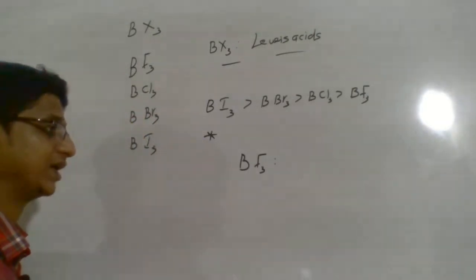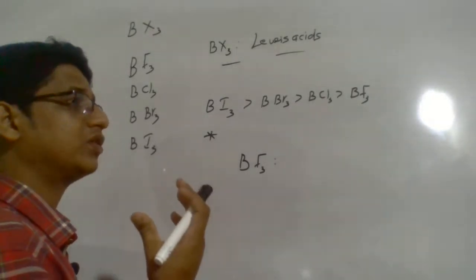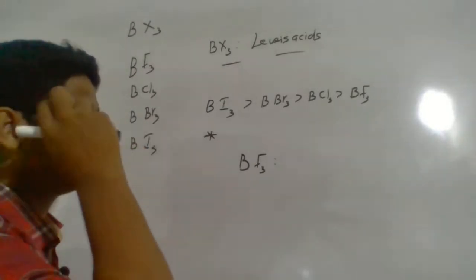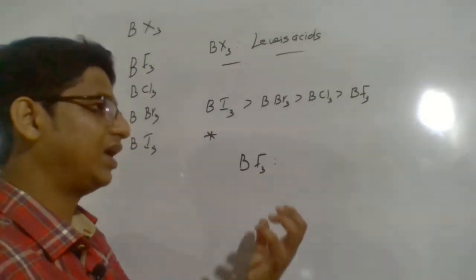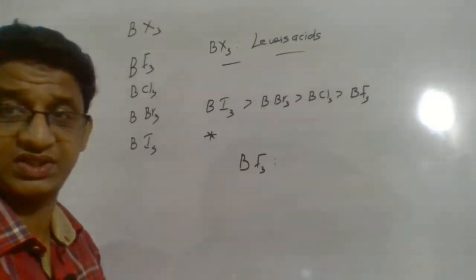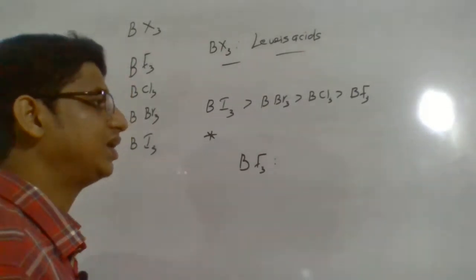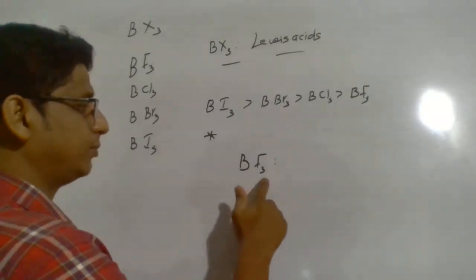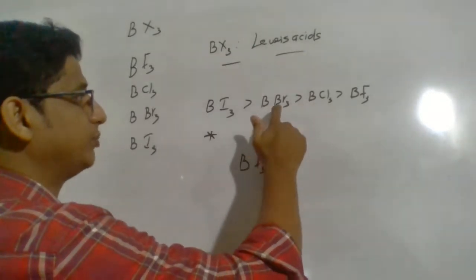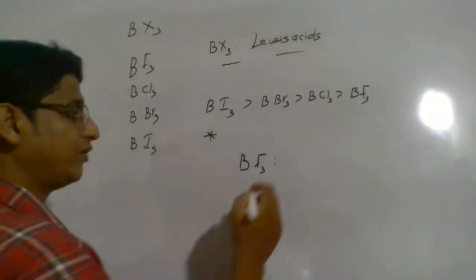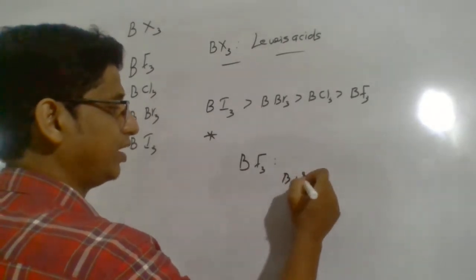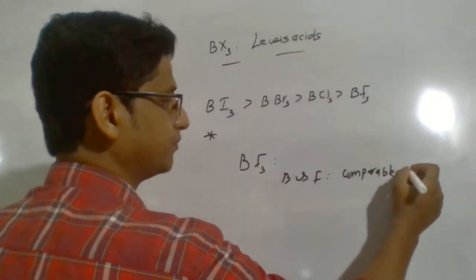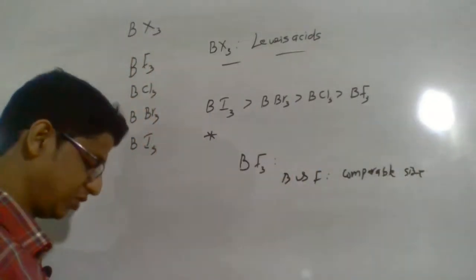Why is it so? When we talk about the acidity of boron halides, you have to think about the Lewis concept. If the boron halide experiences high electron deficiency, then it becomes a better Lewis acid. Boron and fluorine have comparable size, since they come in the same period, the second period, so they have a similar size.